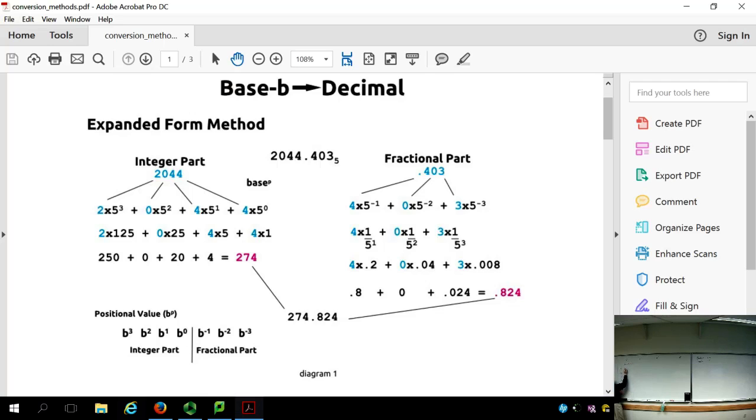2 times 5 to the 0, which is equal to 2 times 1. 3 times 5 to the 0, which is equal to 3 times 1. 4 times 5 to the 0, which is equal to 4 times 1. And 5 times 5 to the 0, which is equal to 5 times 1, right? It's our units column, because we're only dealing with groups of 1. We're dealing with single units.